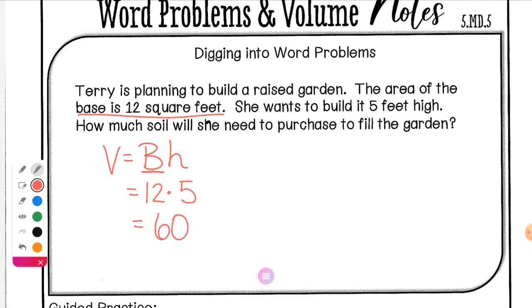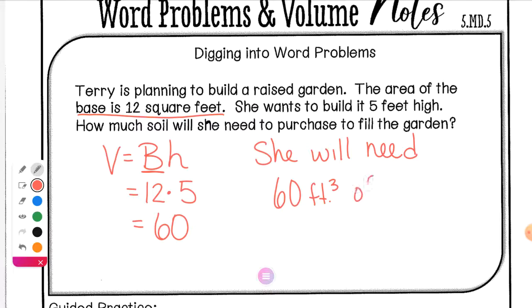What is my answer? My good answer? Words in the problem, so I need words in my answer. We will need 60 feet cubed. She will need 60, we say it, cubic feet of soil. She will need 60 cubic feet of soil.